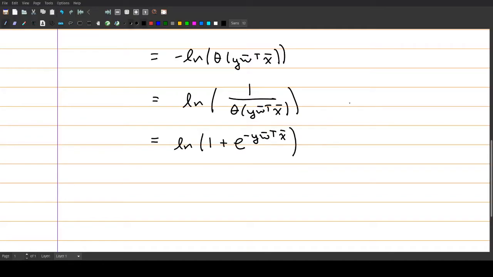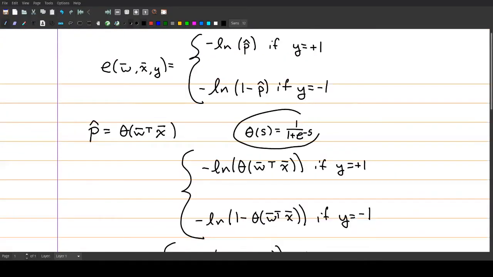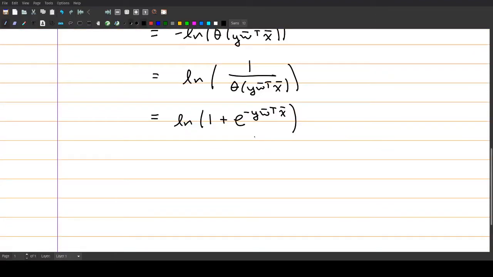Okay, and why is that last statement true? It's because this is the expression for theta. So if you take the reciprocal, you just get 1 plus e to the minus input, and that's exactly what this is. So this is kind of interesting. Now I'm going to make a connection between logistic regression and the perceptron.